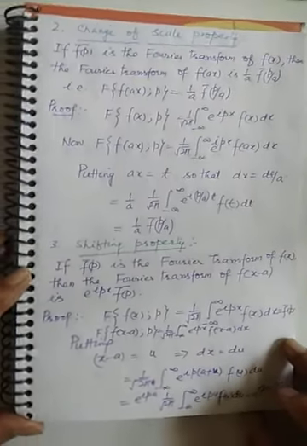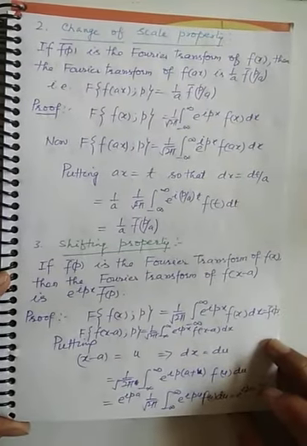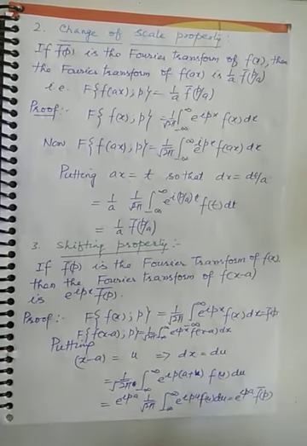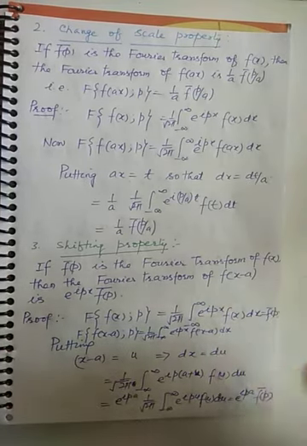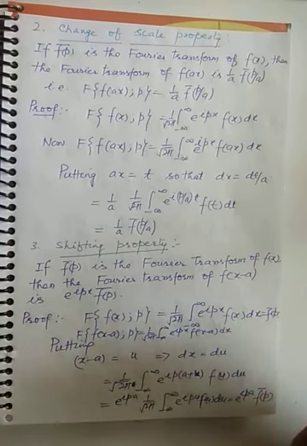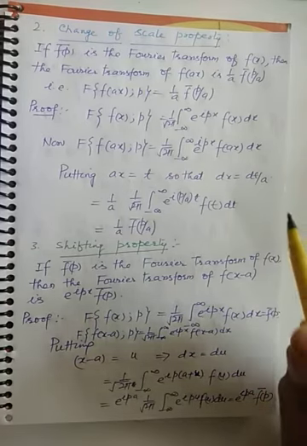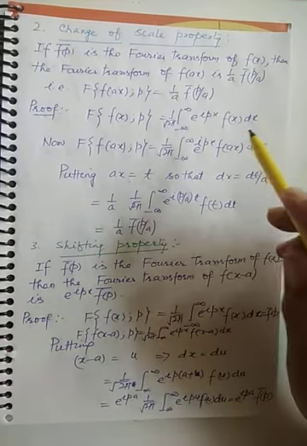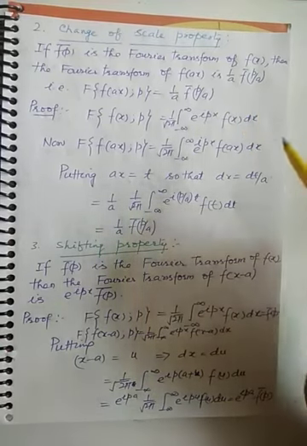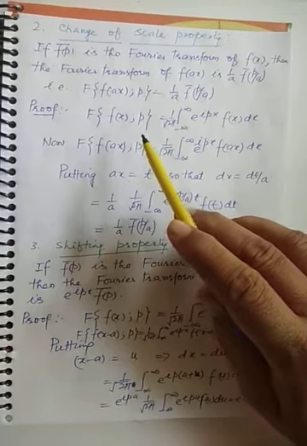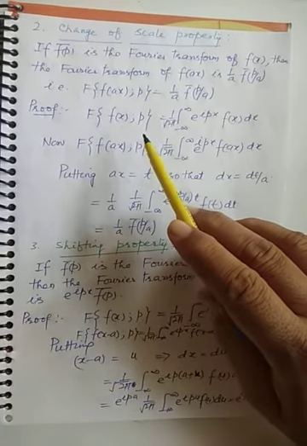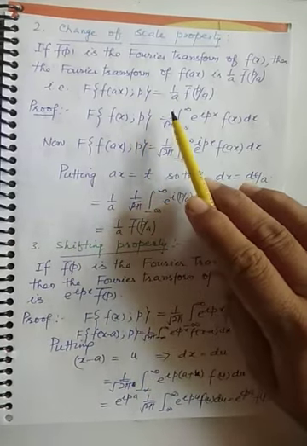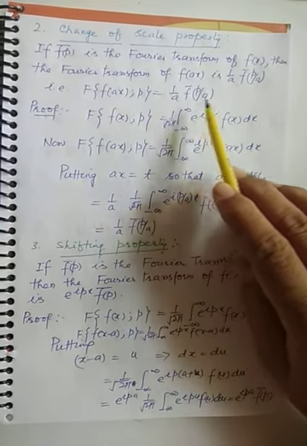Second one is the change of scale property. If F bar(p) is the Fourier transform of f(x), then the Fourier transform of f(ax) with parameter p is equal to 1/a F bar(p/a).